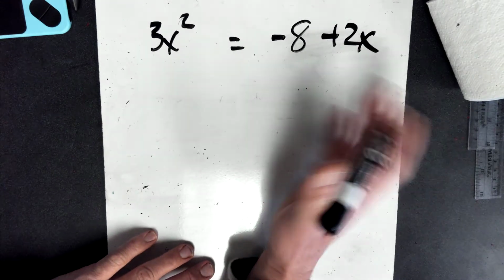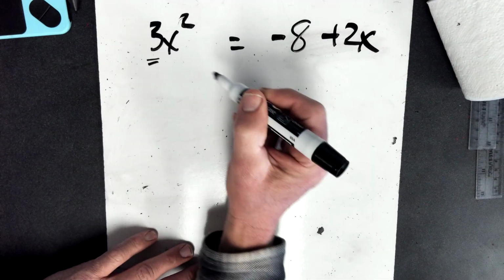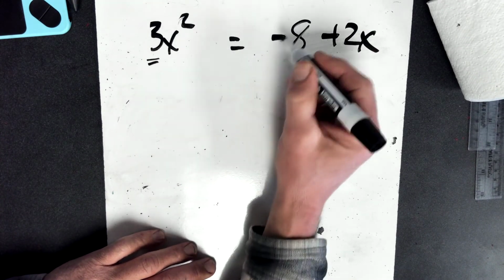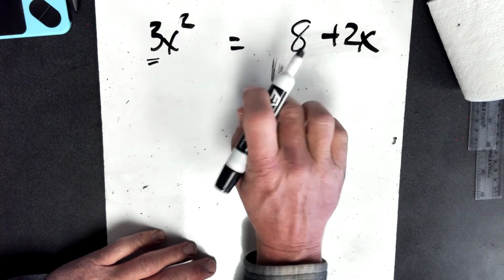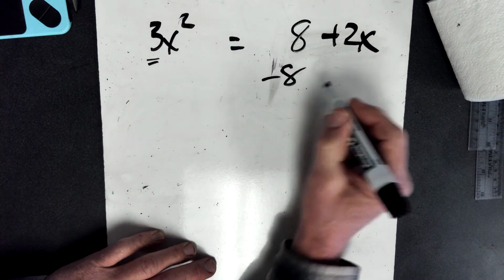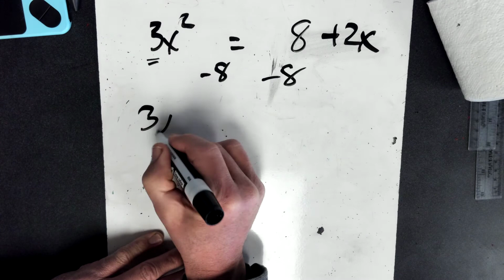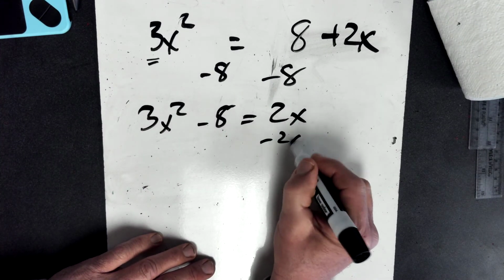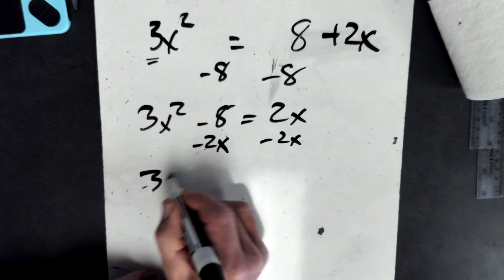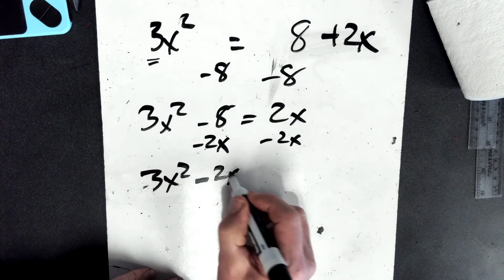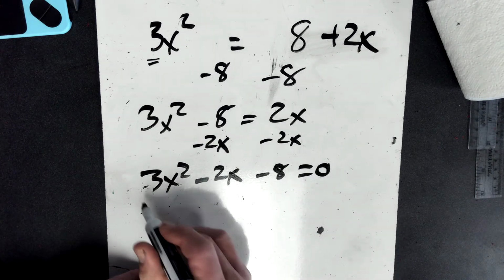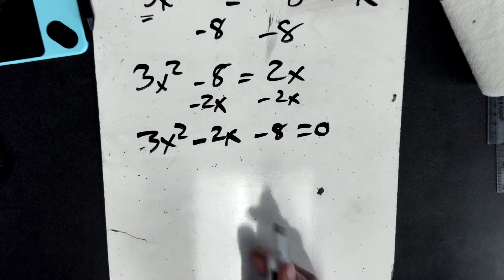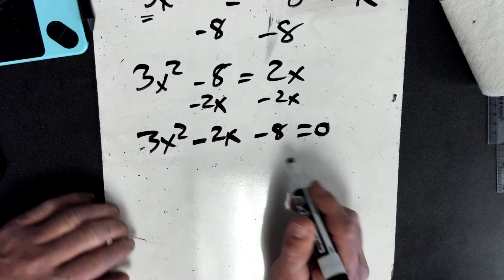So the first thing I'm going to do is collect everything on one side, and in general I'm always going to keep a positive. So I'm going to subtract 8, and then I'm going to subtract 2x. So now I'm set equal to 0, and I can keep going from there.